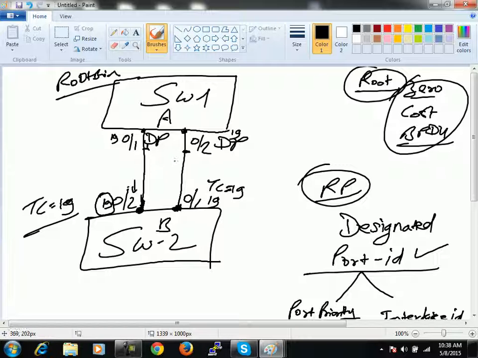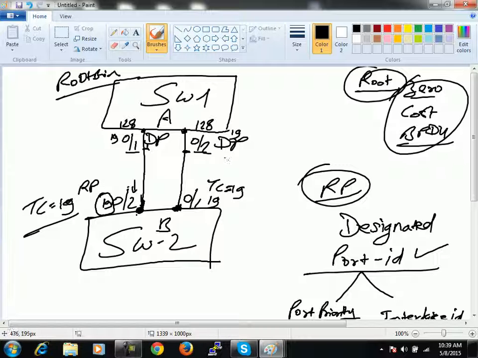Have you got it? So this time you can see that by default the port priority will be 128 here. Here it will be 128. So finally the decision will be made based on the interface ID. So 0/1 or 0/2, which one is lower? 0/1. So that is why on switch 2, 0/2 is going to be the RP, and it will move into the forwarding state.